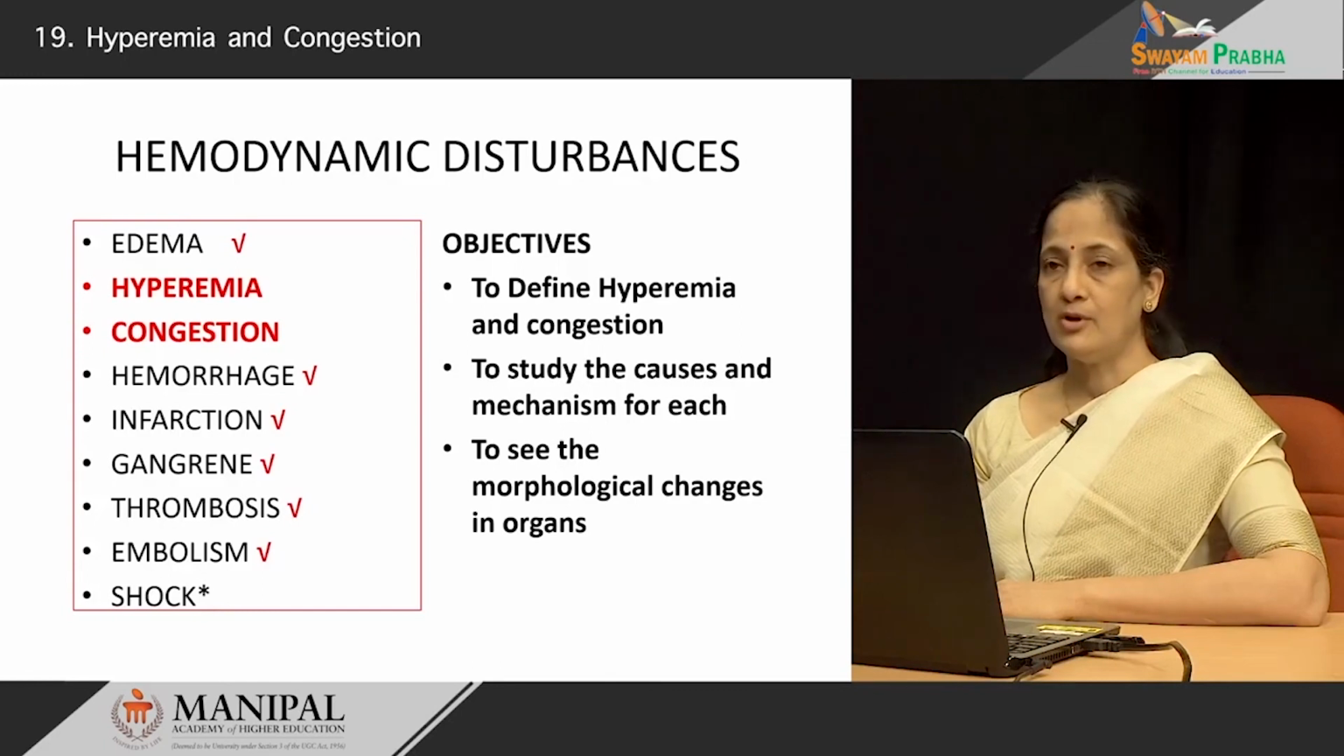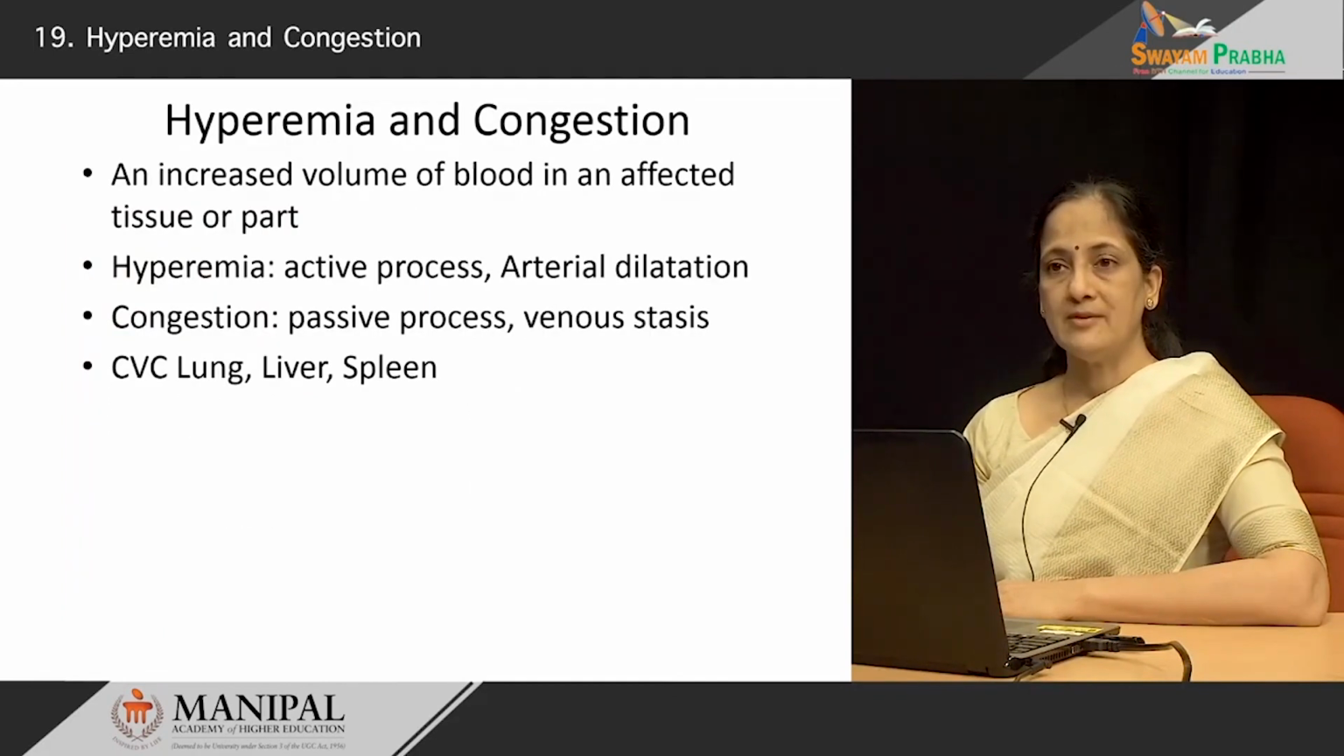We therefore have now gone through hyperemia and congestion. We have seen that hyperemia is an active process caused by arteriolar dilatation and congestion is a passive process caused by venous stagnation. We have seen the mechanism. We have seen that there are some changes occurring in organs like the lung, liver and spleen. In the lung, we see brown induration. In the liver, we see nutmeg appearance, and the spleen becomes markedly enlarged, resulting in hypersplenism.